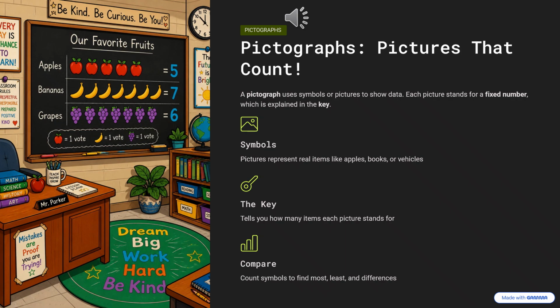But remember, before counting pictures, always check the key. The key tells us what one picture represents. Do you think pictures are easier than only numbers?